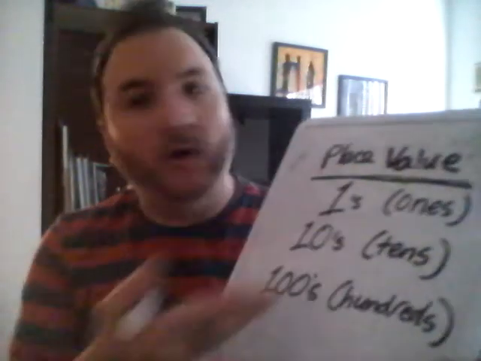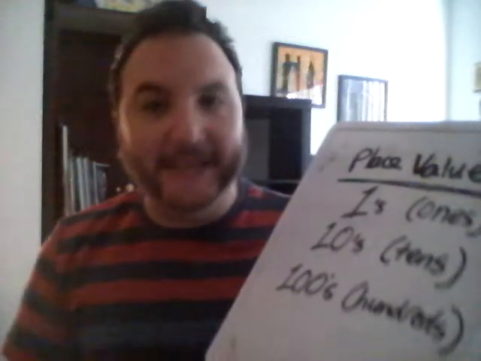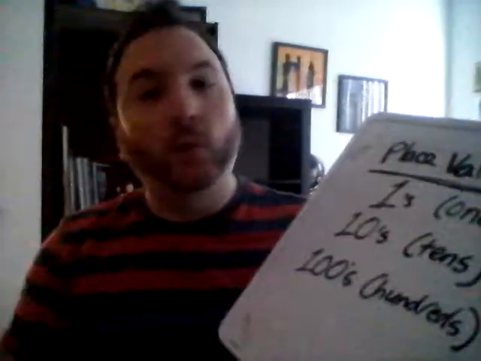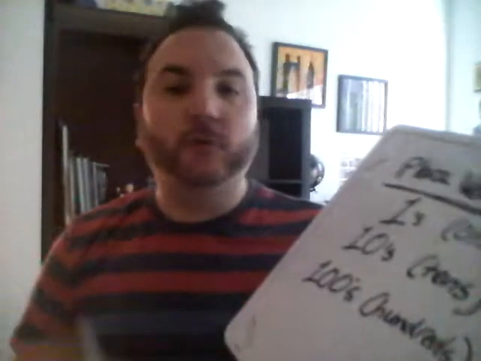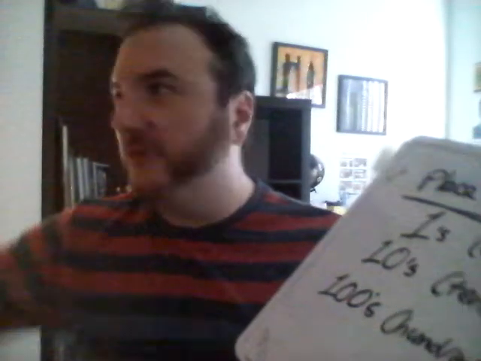Now, I'm sure you've heard of all these. When you count in your ones, then you count by tens, you count by hundreds: 1, 2, 3, 4, 5. Tens, of course, is 10, 20, 30. Hundreds would be 100, 200, 300, so on and so forth.